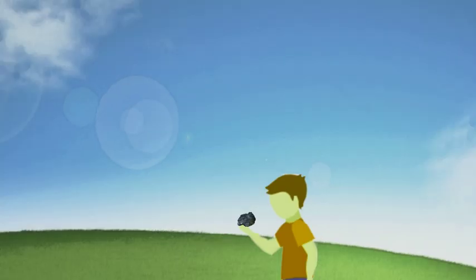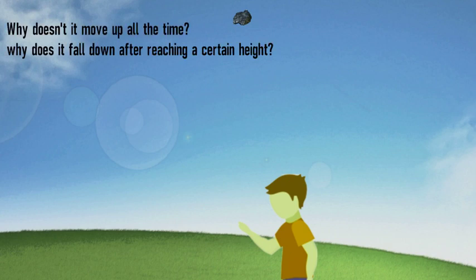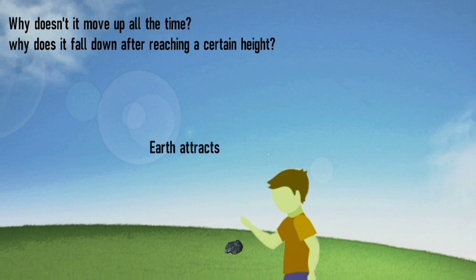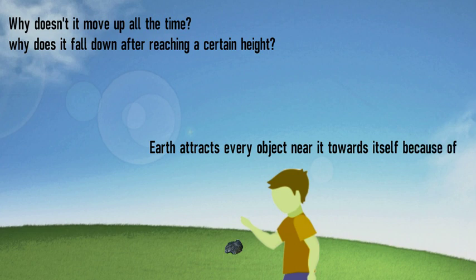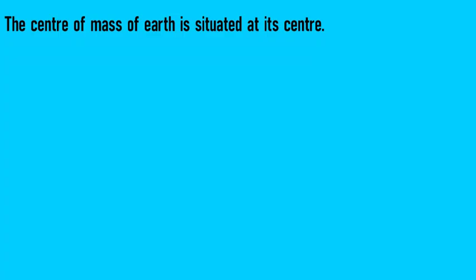If we throw a stone upward, then why doesn't the stone move up all the time? Why does it fall down after reaching a certain height? This is because the Earth attracts every object near it towards itself because of the gravitational force.